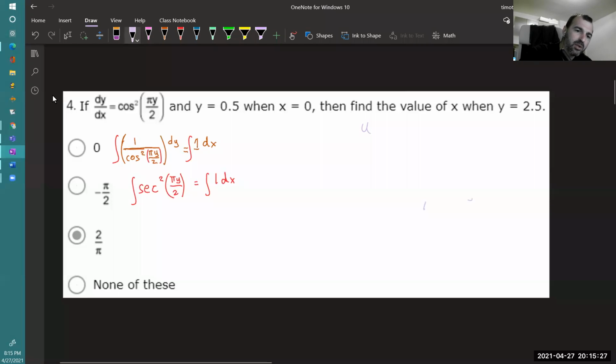So I'm going to make a u substitution here. I don't know if you guys can see that. Let's do this. U substitution of pi y over 2. Now I'm going to, oh, I forgot my dy here. I'm sorry, guys. I'm bumbling through this here. dy.